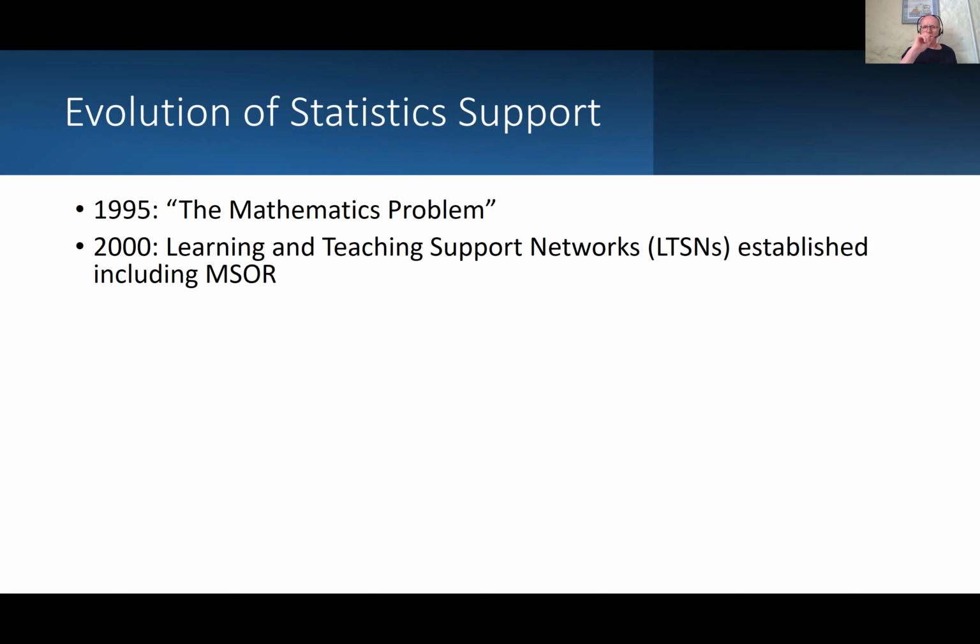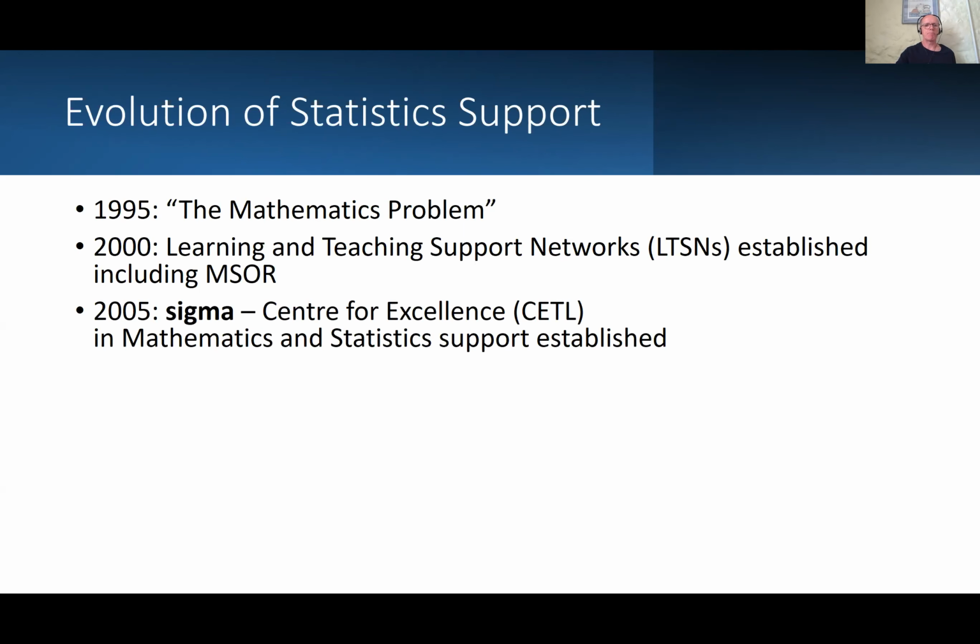But in 2000, the Learning and Teaching Support Networks in the UK established their 24 subject centres, one of which is the Maths, Stats and OR Subject Centre, which we still have this acronym MSOR still today. But what that did, it allowed cross-subject discussion to emerge. And that began to allow differences to be discussed in terms of how stats is used in other subjects. And then in 2005, the Sigma Centre for Excellence was established, or Sigma Kettle, or Settle if you prefer. And that was a Centre for Excellence in Maths and Stat Support.